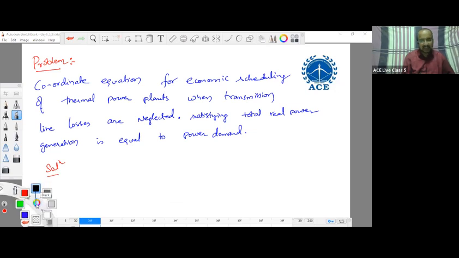So let us consider n generators working together. There will not be any one generator to meet the total requirement. There are many generators working together to meet the load requirement. Yes or no?